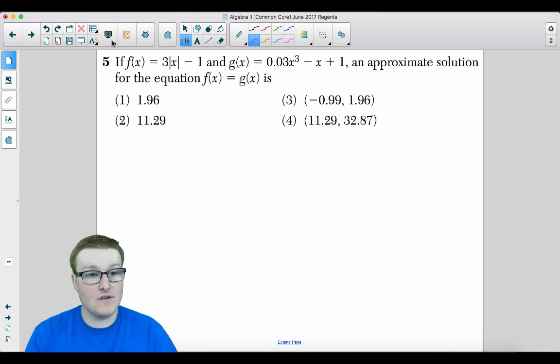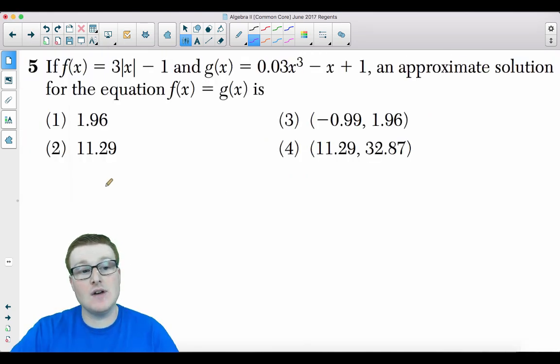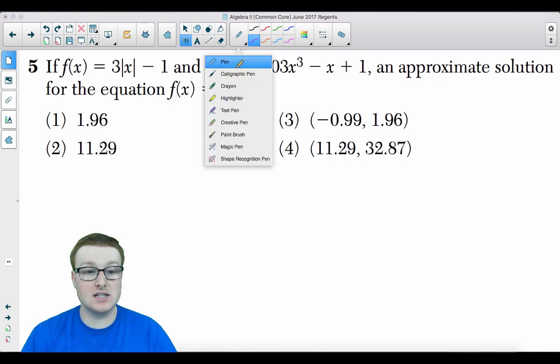Moving on to number 5. If f of x is equal to 3 times the absolute value of x minus 1 and g of x equals 0.03x to the third minus x plus 1, an approximate solution for the equation f of x equals g of x is what?